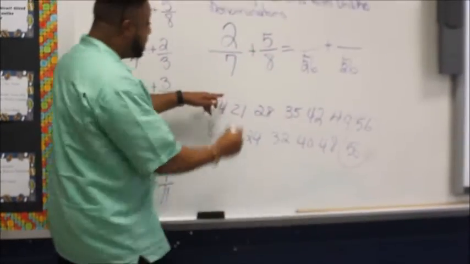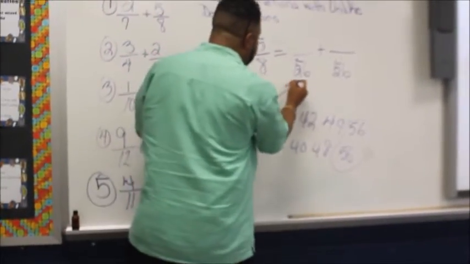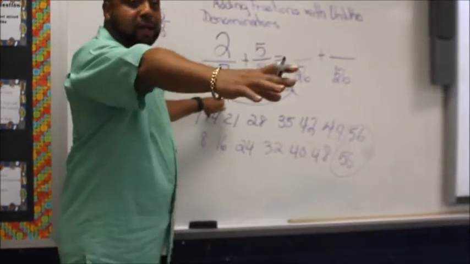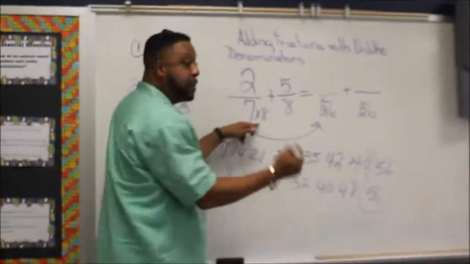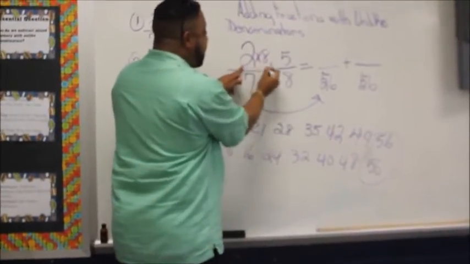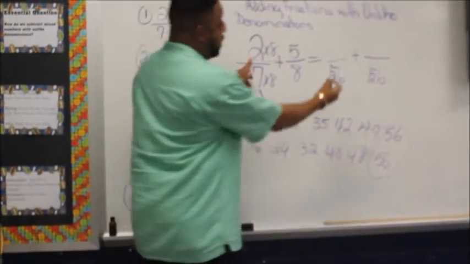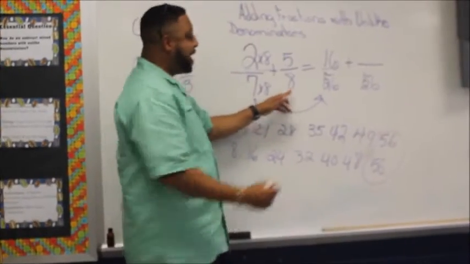Now, ask yourself, how did I rename this 7 to become a 56? What did I multiply it by? 8. Alright, 7 times 8. But if I do it for the bottom, I'm going to do it for the top. So 2 times 8, what is it? 16. So what number should I place here? 16.